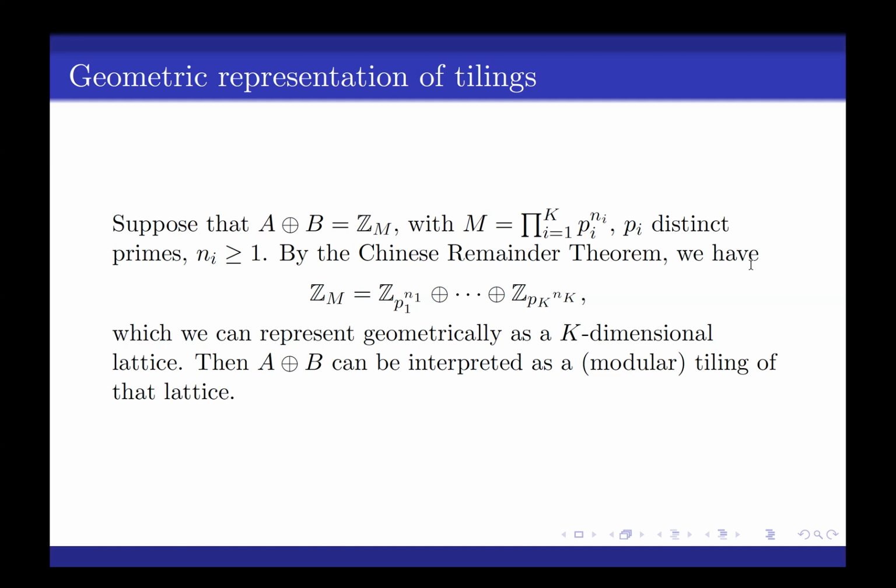So now, using this identification, instead of tiling the group Zm, we're actually going to try and tile the k-dimensional box whose dimensions correspond to the prime powers of the distinct prime factors of the tiling period. At this point, it is also tempting to think about this problem as trying to tile the lattice Z to the power K, but we are actually using the fact that the dimensions of the box correspond to powers of different primes. And so these are actually different problems.